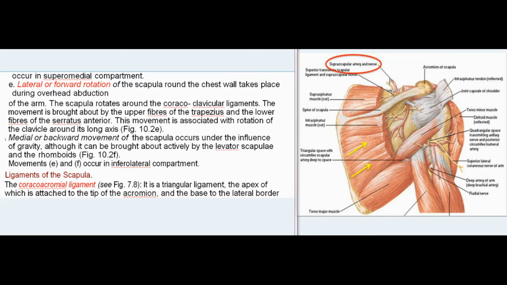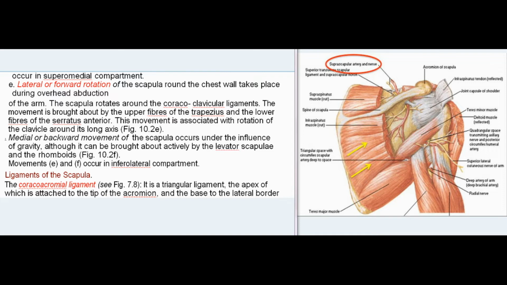Lateral or forward rotation of the scapula around the chest wall takes place during overhead abduction of the arm. The scapula rotates around the coracoclavicular ligaments. The movement is brought about by the upper fibers of the trapezius and the lower fibers of the serratus anterior. This movement is associated with rotation of the clavicle around its long axis, Fig 10.2e.